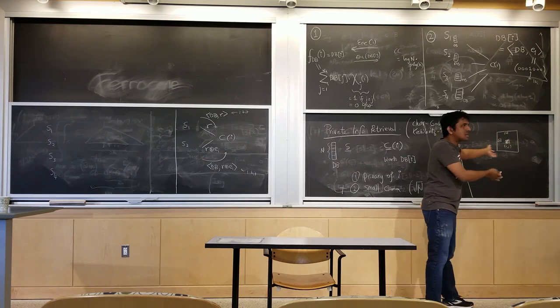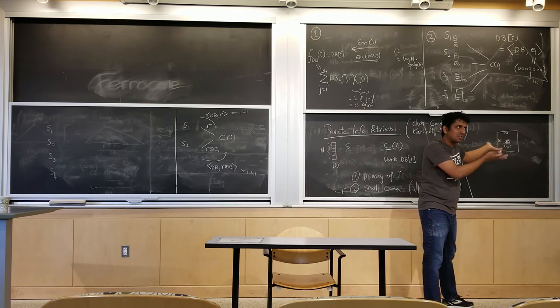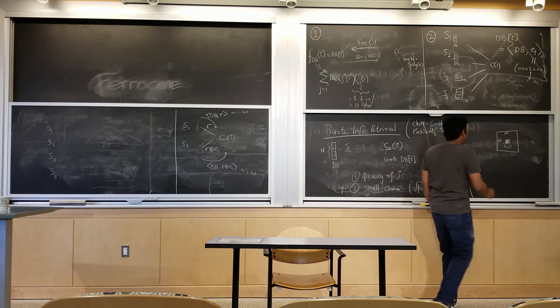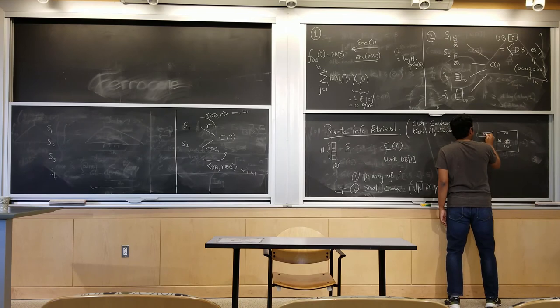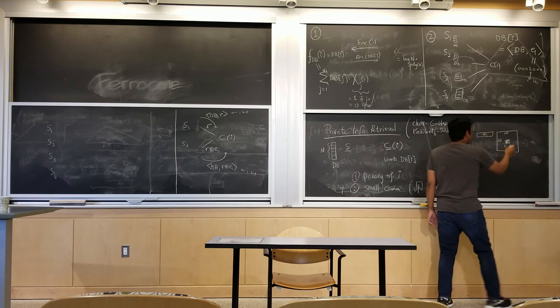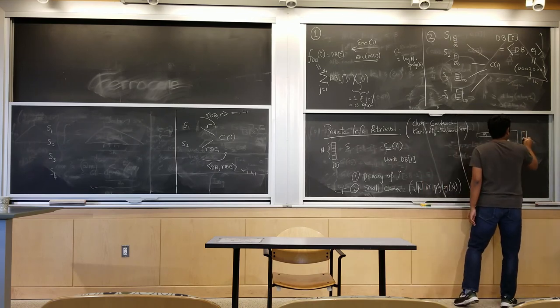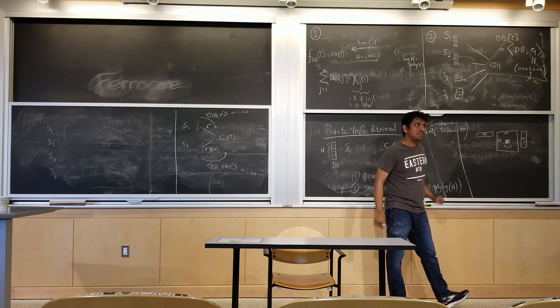And how do I retrieve it? What is the algebraic expression for retrieving the i, jth entry? You multiply on the left by E sub i, and on the right by E sub j, and that tells you what DB of i, j is.